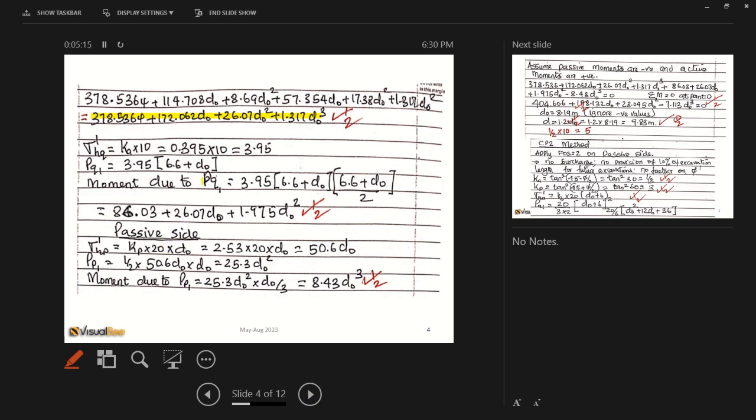So that's what we have done here. I've skipped ahead because the passive and the active sides are all triangular distributions, so it's easier to connect.